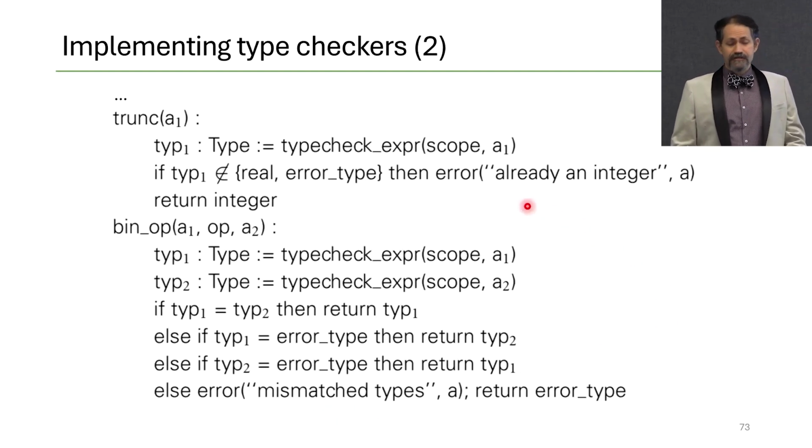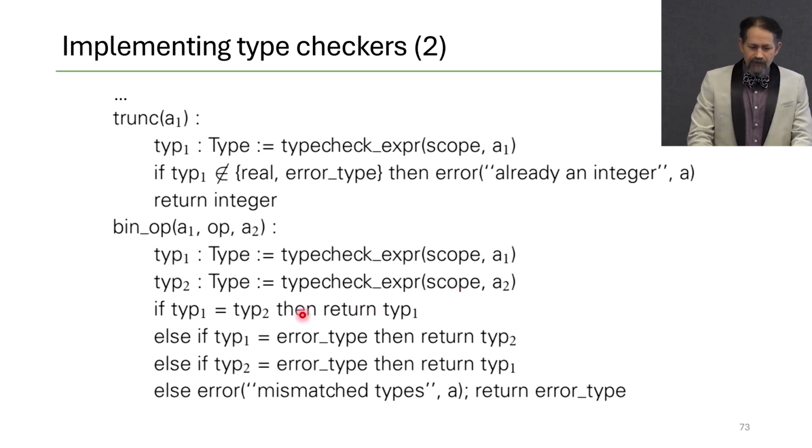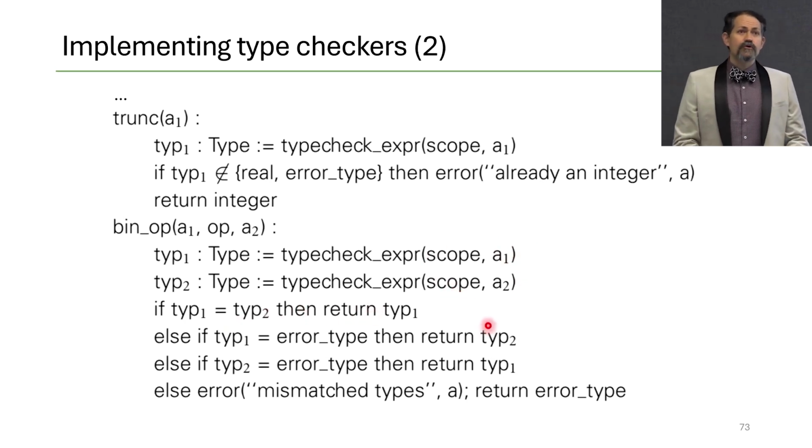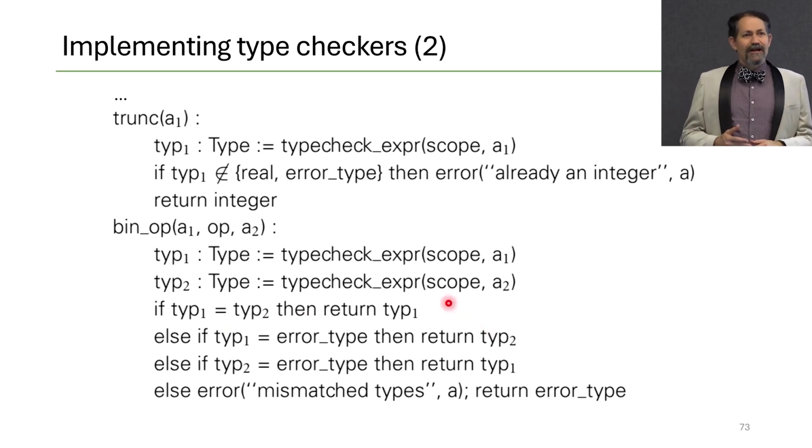Truncate is similar to float, and then binop is a little bit more interesting. As we saw, the typing rule for binop has two premises that type check sub-expressions, and so those turn into recursive calls again for the sub-expressions A1 and A2, again in the same scope. If the types are the same, then we'll return one of those types. It doesn't matter which one since they're equal, and we will have succeeded in type checking this binary operation.